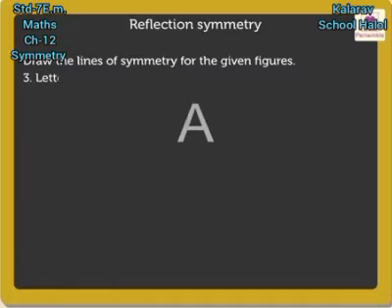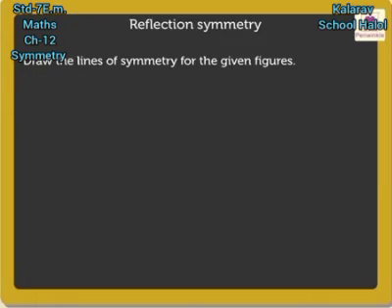Figure 3. Letter A. We can divide the letter into 2 equal halves by folding it vertically. Thus, we say letter A has one line of symmetry.